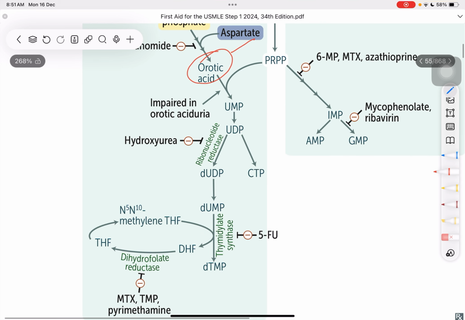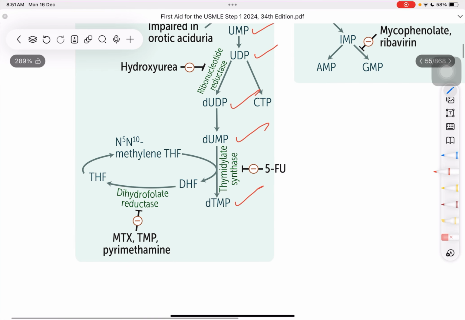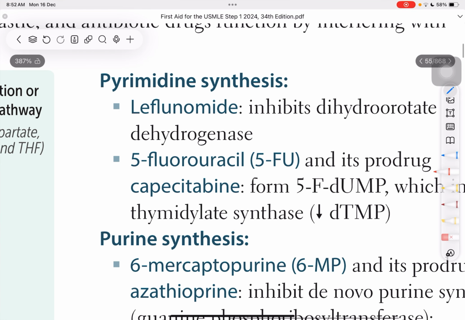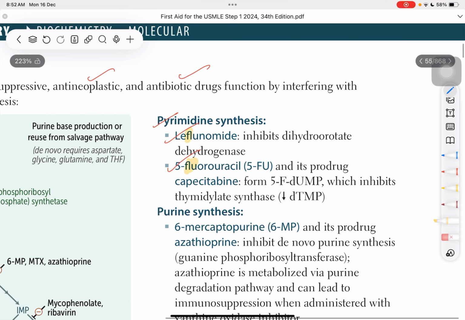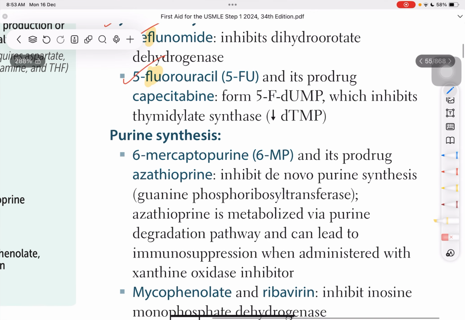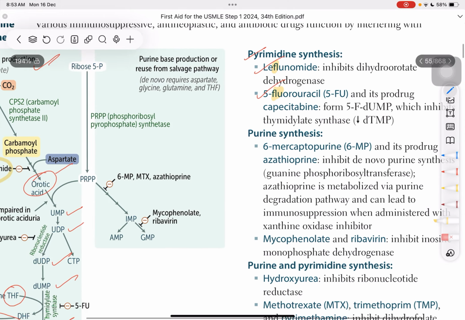This orotic acid is converted into UMP, UDP, dUDP, dUMP, dTMP. The main thing you have to remember is that dihydrofolate reductase is used here. In pyrimidine synthesis: leflunomide, fluorouracil. How to remember? Anything that contains fluor is pyrimidine: fluoropyrimidine. Leflunomide inhibits dihydroorotate dehydrogenase. Fluorouracil and its prodrug capecitabine form 5-FdUMP, which inhibits thymidylate synthase. So that's about pyrimidine metabolism.